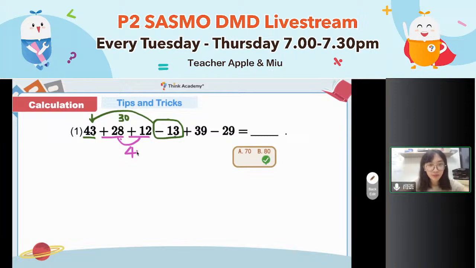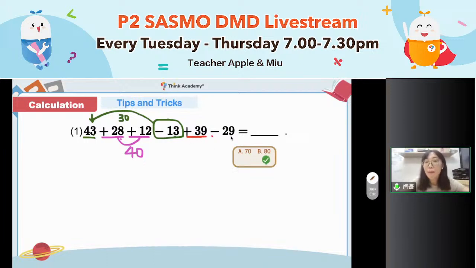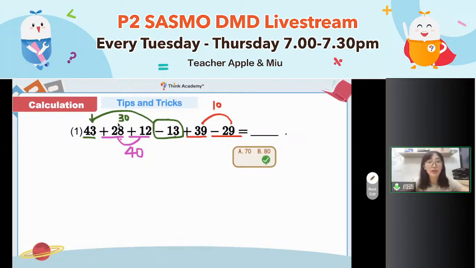Okay. Be careful, okay? And finally, let's move on to the last part. We have a plus 39 and then minus 29. Can you see that? The same tail, 9. So 39 minus 29 equals to what? Equals to 10, okay? What is the last step? For the final step, you just add all these numbers together. We have 30 plus 40 plus 10 equals to 80. Clear? Understand now? Okay, be more careful, okay?